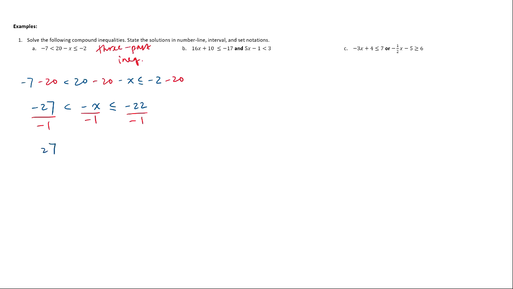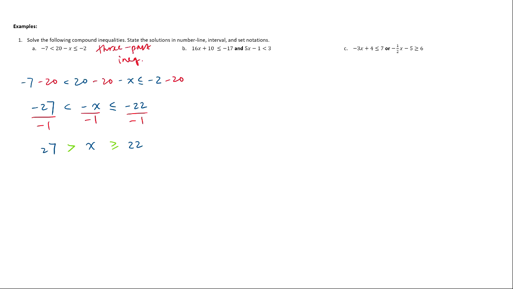And just as with any inequality we worked with before, anytime you multiply or divide by a negative value, you have to switch the direction of the inequality symbol. So then less than becomes greater than. And the negative sign cancels out in the middle. And again, the less than or equal sign flips to be greater than or equal to 22. And now we have a result for our compound inequality that was a three-part inequality.